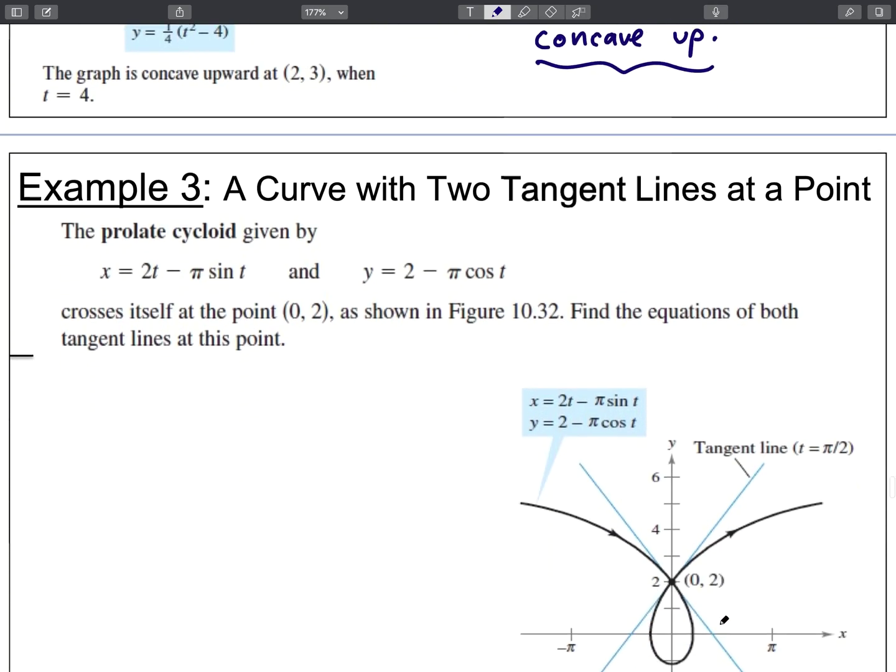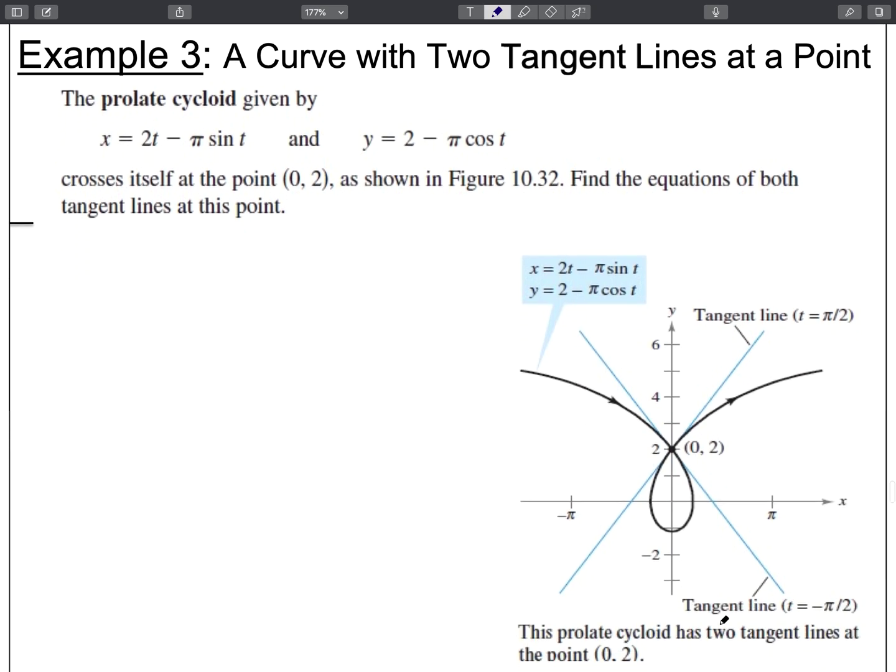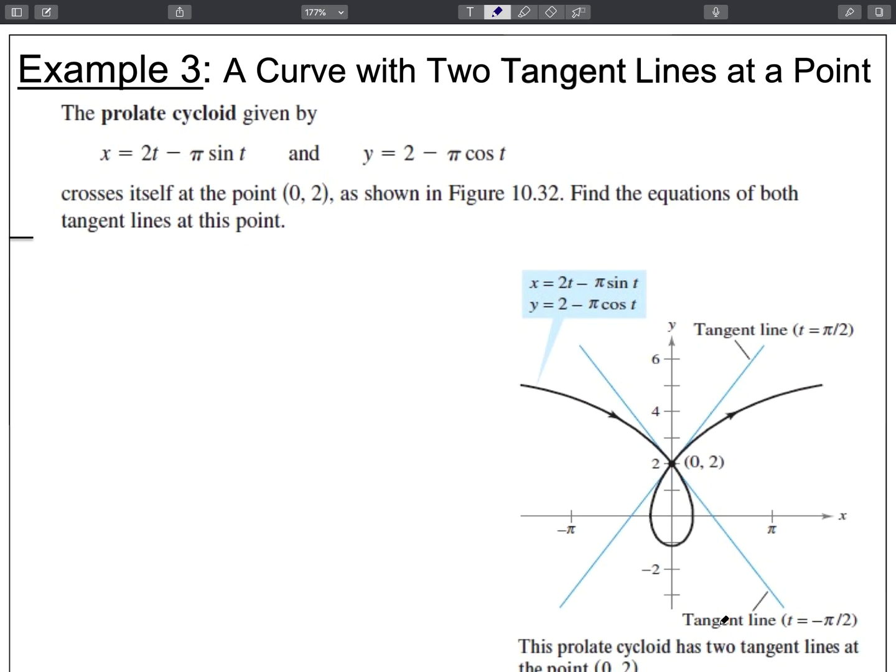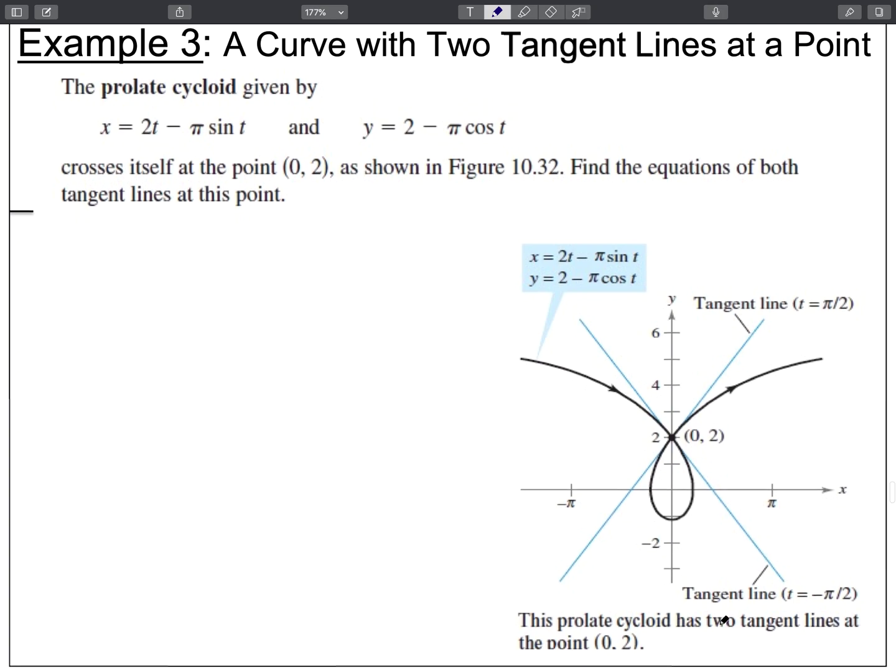So how about example 3? Example 3 is an old question with a new twist. It says we have this prolate cycloid, which is a fancy way of saying this little loop that we have here to the sides, and it gives us the parametric equations, y and x in terms of time. It says that the point crosses itself at the point 0, 2. Can we find the equations of both tangent lines at this point?